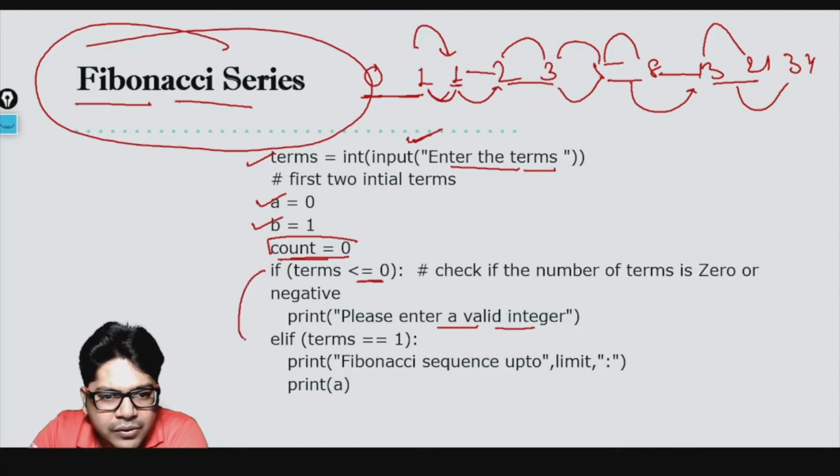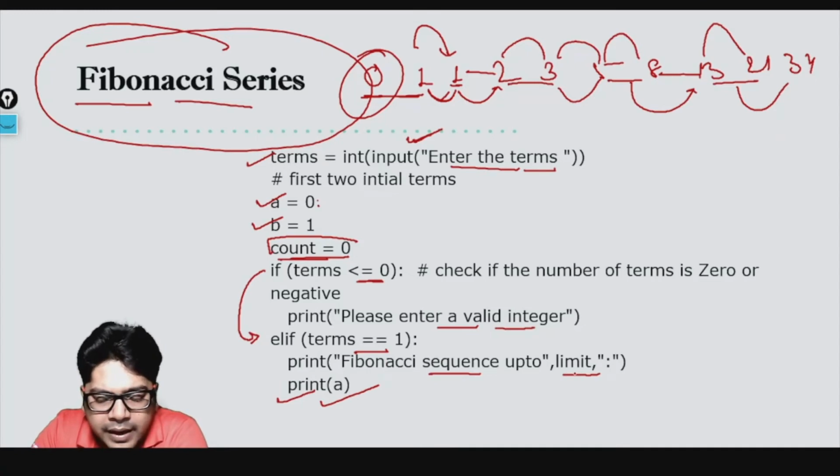The second thing is that if the user has entered only 1, then we will just print 0, because we don't need to print anything else. We already have 0 in a, which is having 0 value in it. So we are printing a. Fibonacci series up to the limit is just a printed, right? But if that is also not true, then we have to print, right? If it is not 1, anything more than 1, then we have to actually print it.